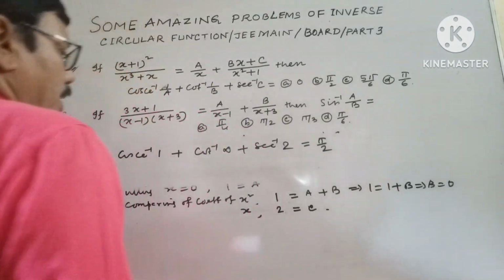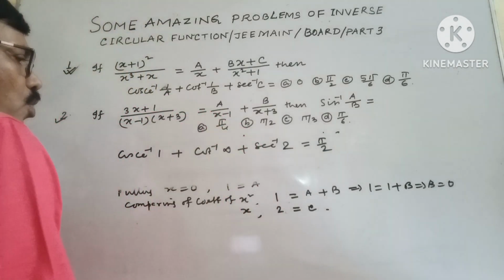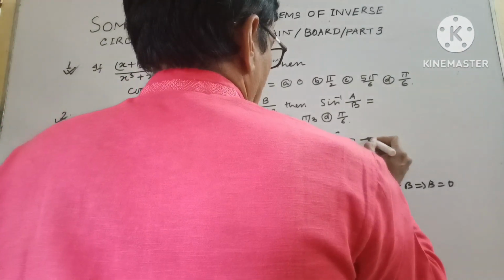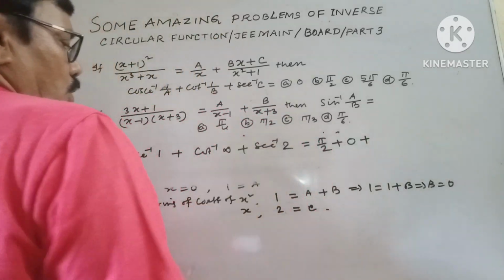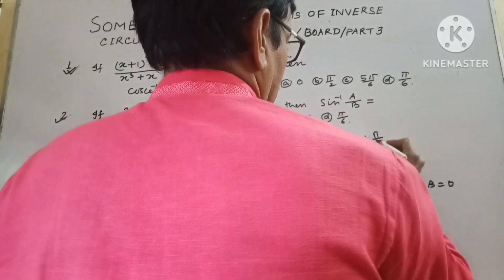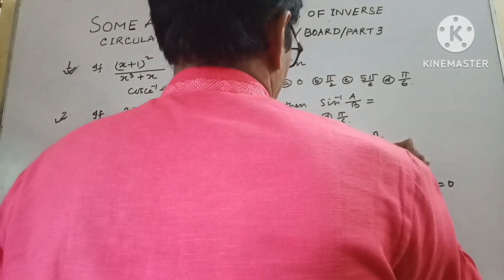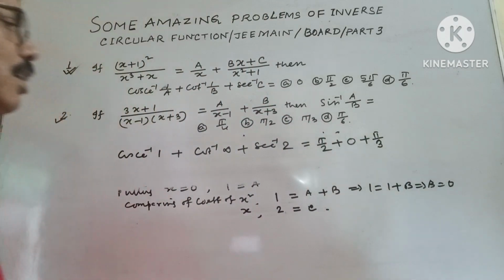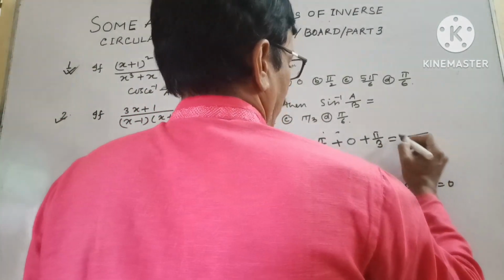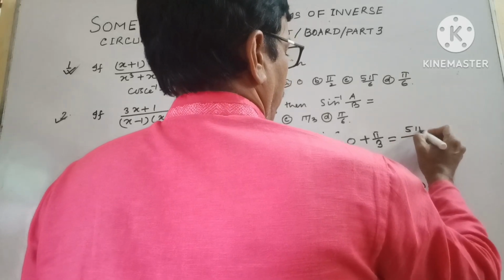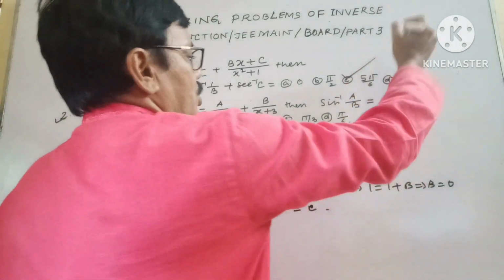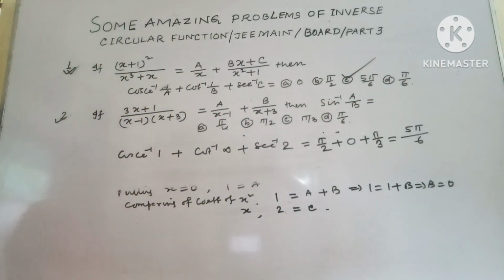Cot 0. Tan 0 is infinity, so cot 0 is cot inverse infinity. So this is cot 0. And sec inverse 2 is cos inverse half, this is pi by 3. Now if we simplify, the LCM is 6: 3 pi plus 2 pi, 5 pi, so 5 pi by 6. So the correct option is 5 pi by 6.